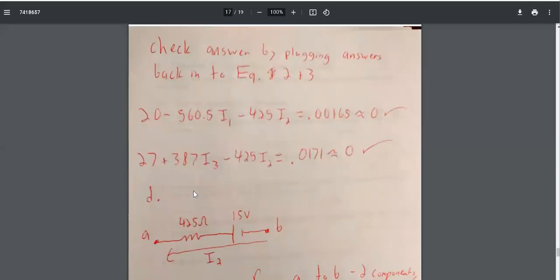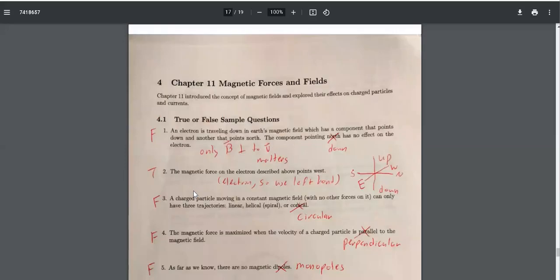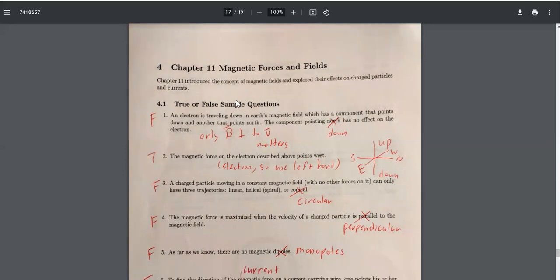Okay, so that's it for this chapter. One more chapter, chapter 11, magnetic forces and fields.